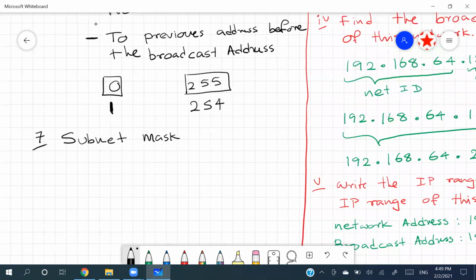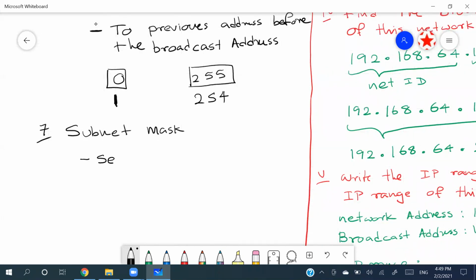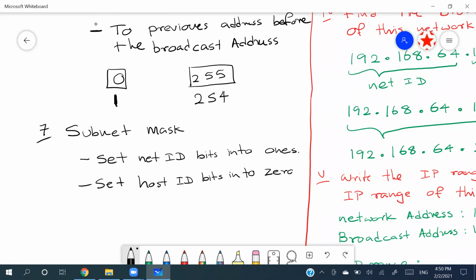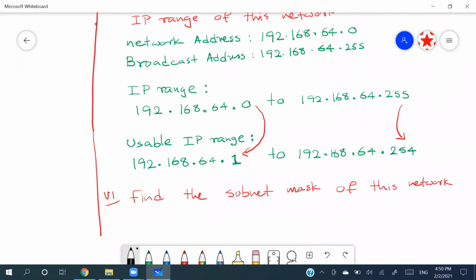Now, the way we can find the subnet mask is: set net ID bits into ones, set host ID bits into zeros. We set all net ID bits to ones and all host ID bits to zeros. Then we get the subnet mask for the relevant network. Right?